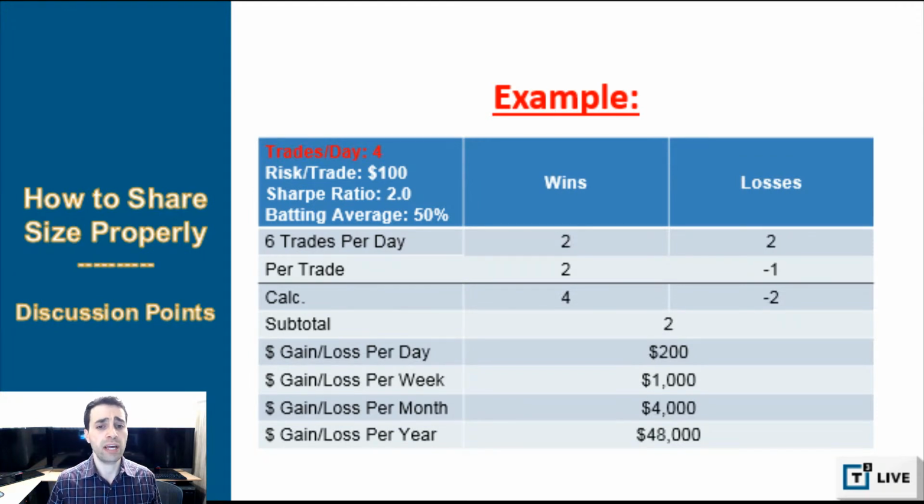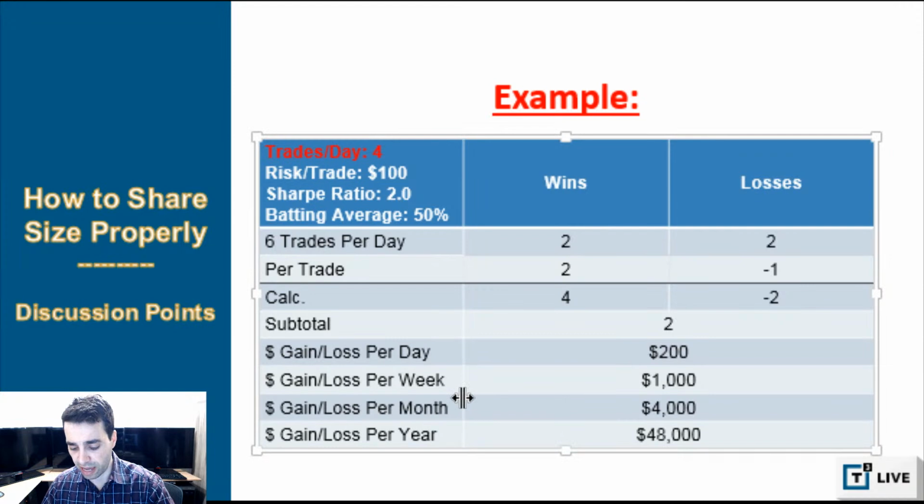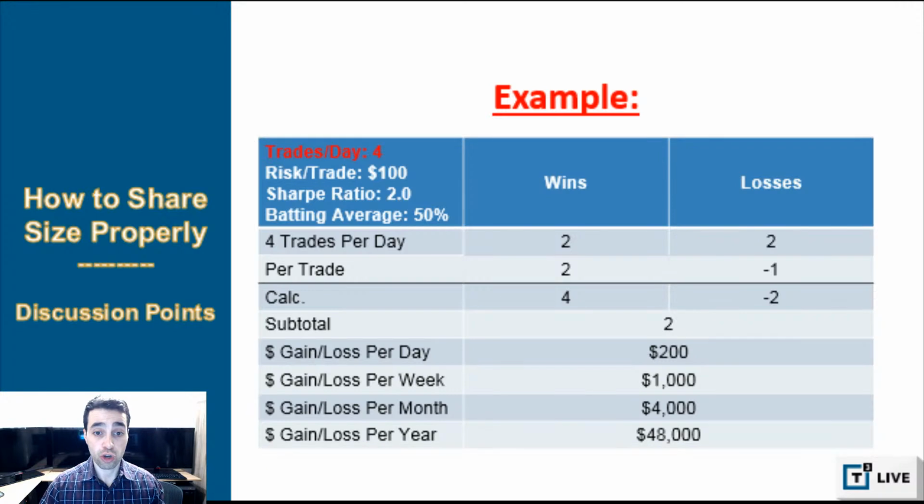Let's see what happens when the number of trades goes from 6 to 4. Guess what? That's a 1/3 drop in the number of trades, and look at the P&L too, 1/3. It went from 72 to 48. So 4 trades per day, 2 wins, 2 losses. Per trade, the winners make twice as much as the losers. So the subtotal is 2 R's per day, $200 per day, $1,000 per week, $4,000 per month, $48,000 per year. So notice from 6 to 4, huge difference.